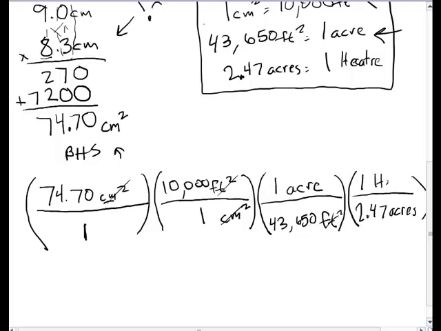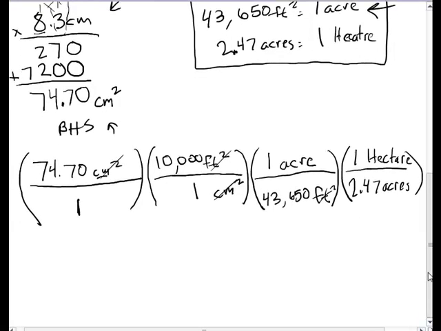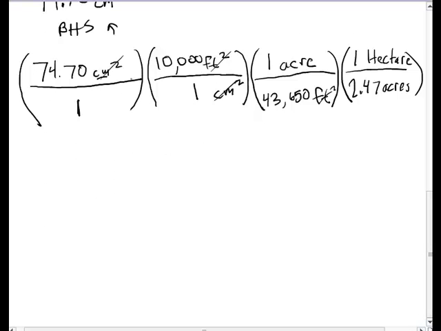equals 1 hectare. Now, when I finally convinced the College Board to allow you to use a calculator, all you'd have to do on your calculator would be 74.7 times 10,000 times 1 times 1, and then you just go on your calculator and divide by the denominators, divided by 1, divided by 43,650, divided by 2.47, and we'll do that at the end to check our work. But doing it longhand, the first thing I'm going to do is multiply this value up here. I'm going to call that A. I'm going to multiply these two things.